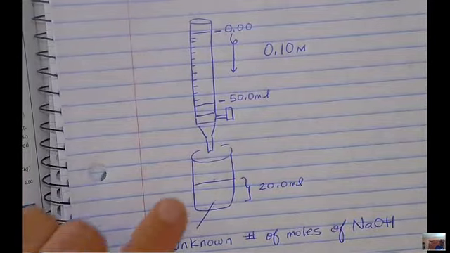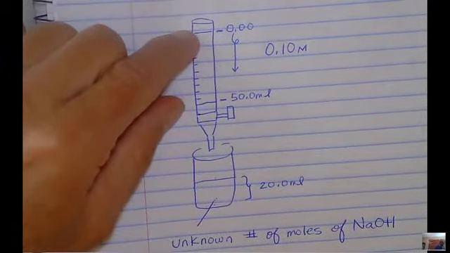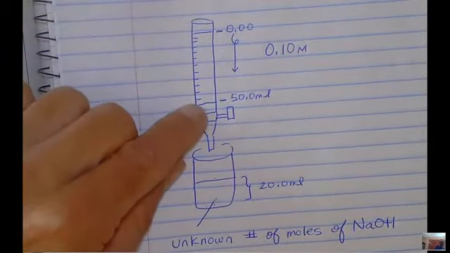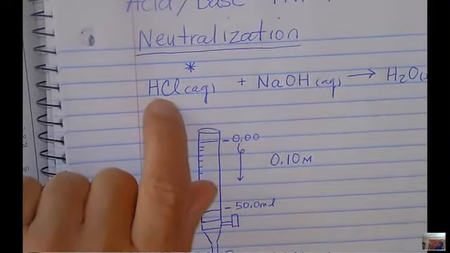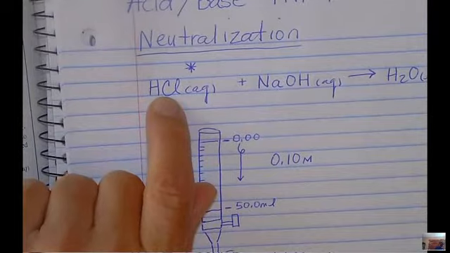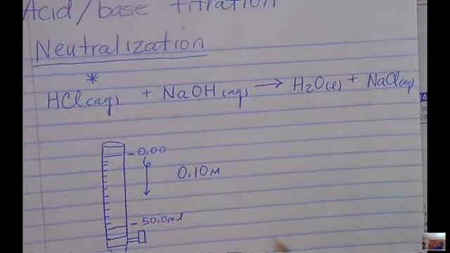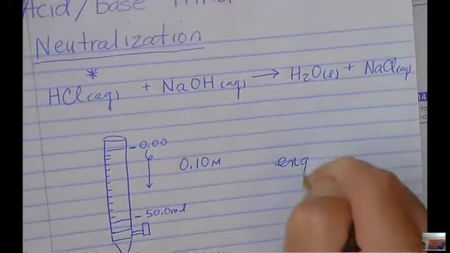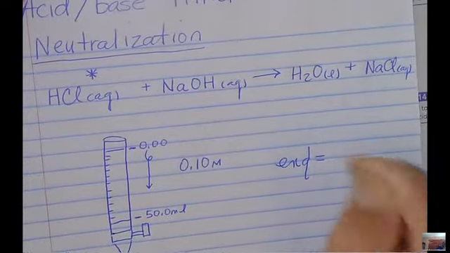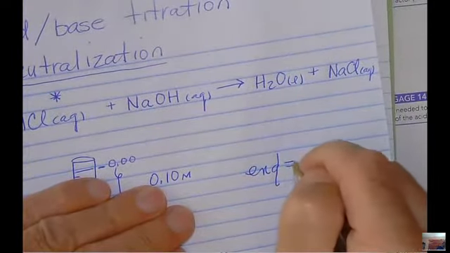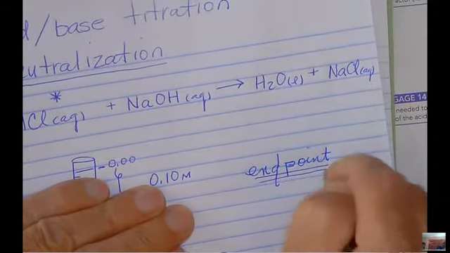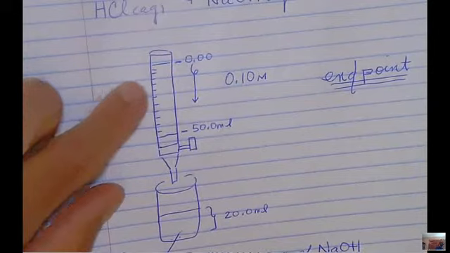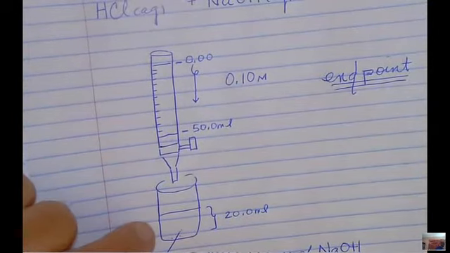All right, so how am I going to tell once I've added enough hydrochloric acid to the sodium hydroxide so that they're in equal molar amounts? That's this special point called the end point. So the end point is this special place where the solution is going to either change color or the pH meter is going to jump up, and we'll talk about that in a second.